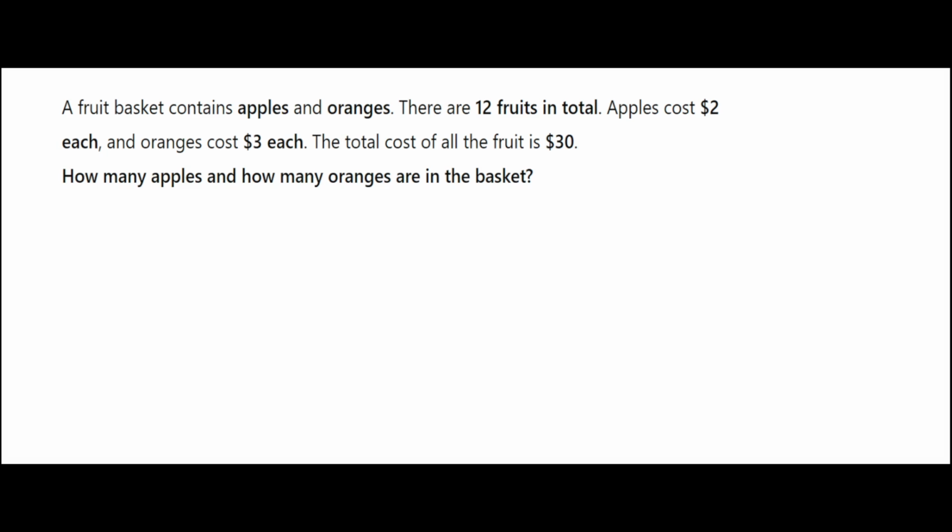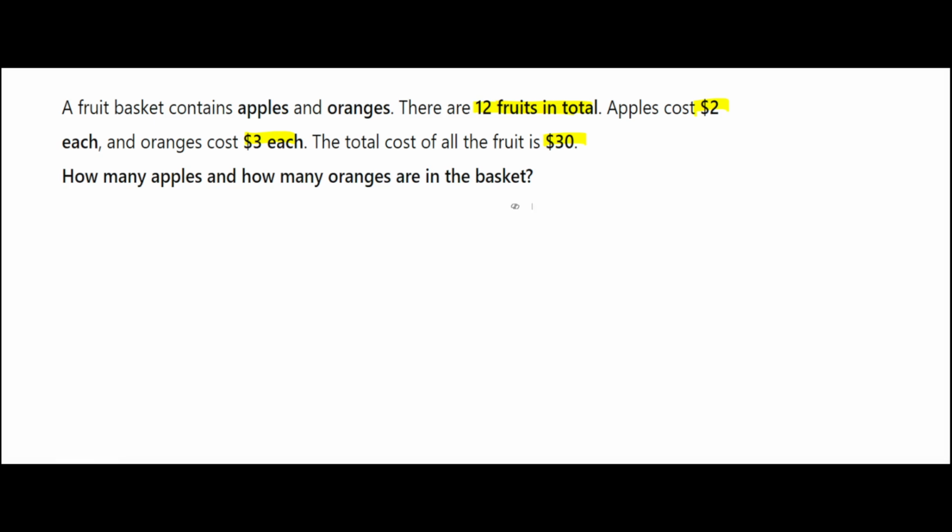Aha, now we have word problems. So a fruit basket contains apples and oranges, because of course it does. There are 12 fruits in total. Okay, that might be useful. And apples cost $2 each. Oranges cost $3 each. The total cost is $30. How many apples and how many oranges are in the basket?